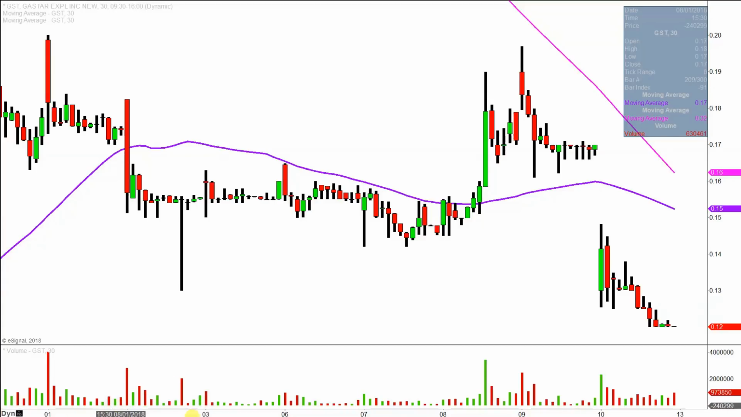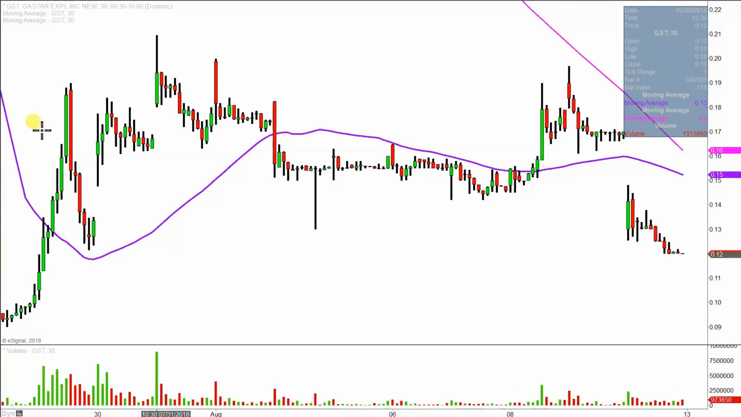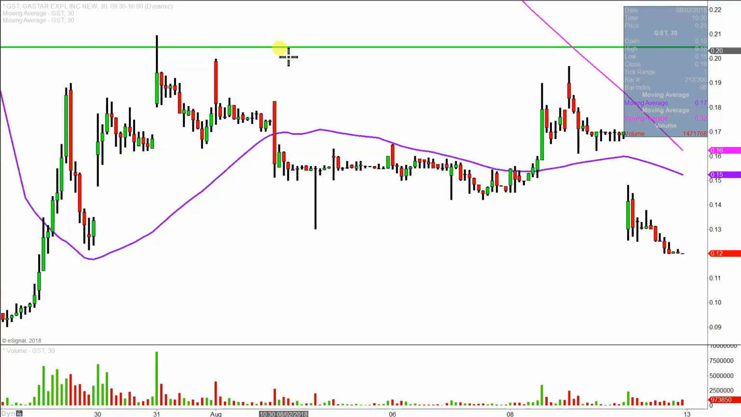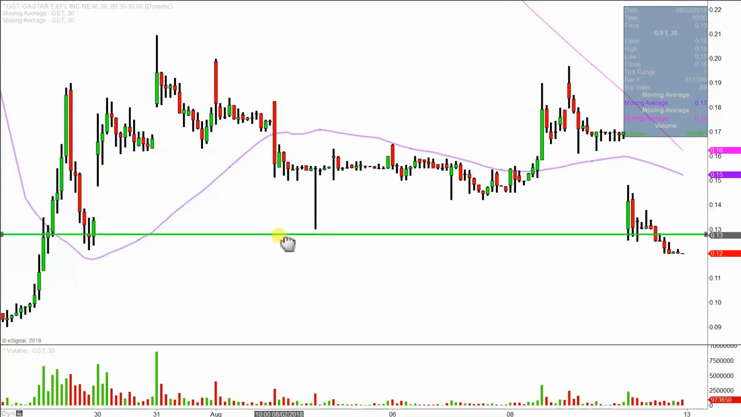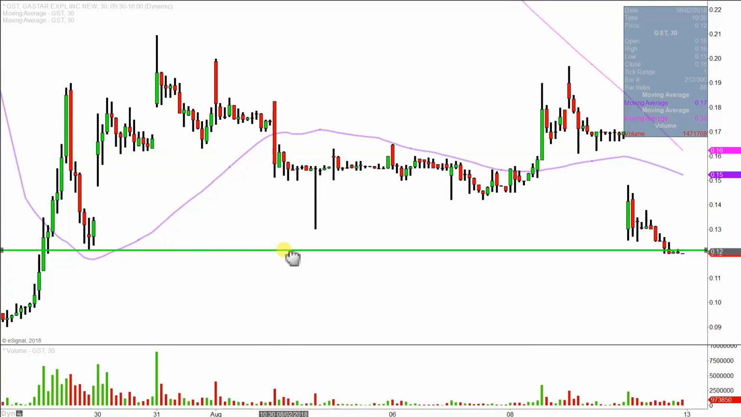Now, what does create an interesting scenario for this chart is where it's sitting right now in terms of the rough day after today, and that is right here at the 12-cent mark. Why is 12 cents interesting?